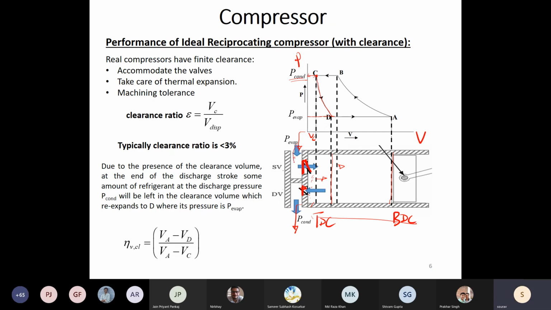So now at this condition, we are just looking at the ideal condition. At exactly equal to P evaporator, the suction valve opens. If you further move this piston towards the BDC, you will suck in more vapor. Pressure will not change, so it becomes an isobaric process now. This suction starts at location D and continues all the way till the bottom dead center.